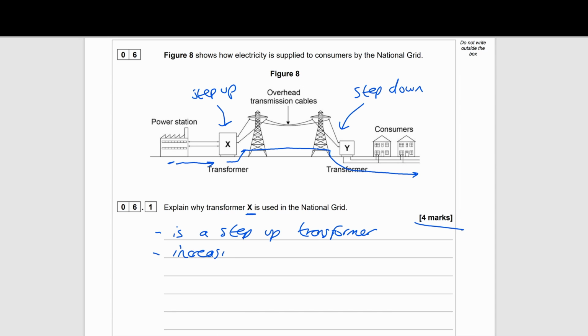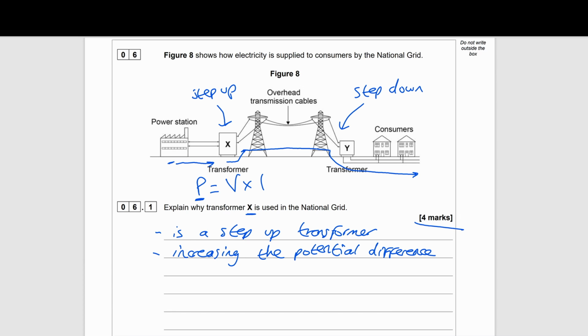What does that do? It increases the potential difference. Now, why is this increase in potential difference important? When we think about the national grid, we have to apply our equation for power that we mentioned earlier. So power is potential difference multiplied by current. Now, what we always want is some high power. But if we want high power, the two things that we could do is increase the potential difference and increase the current.